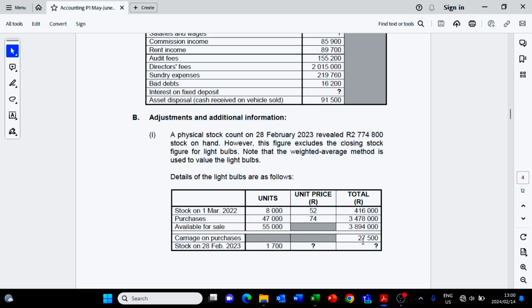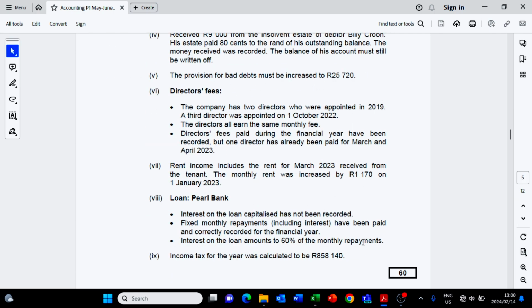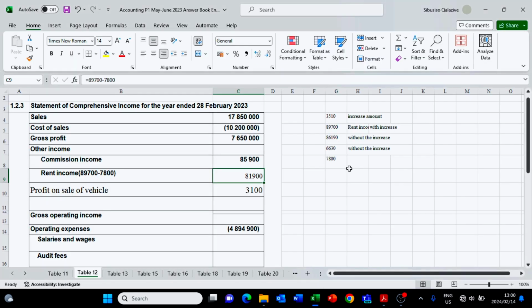So what are we going to do? We are going to close off the other income section. So we're going to say equals 85,000 plus 81,900 plus 3,100, which is giving us 170,900. Are we together on that one? I hope we are together on that one.